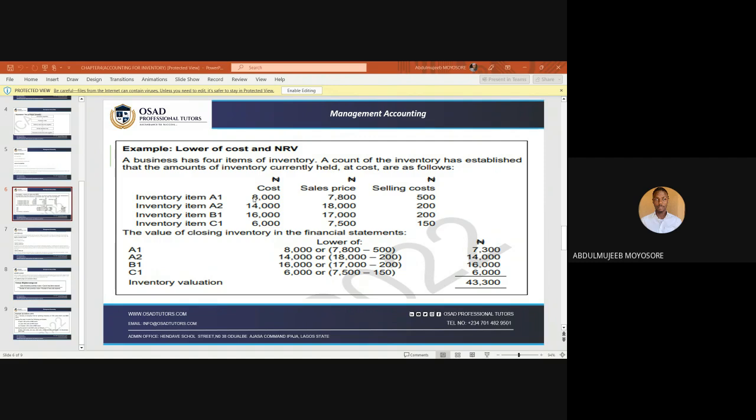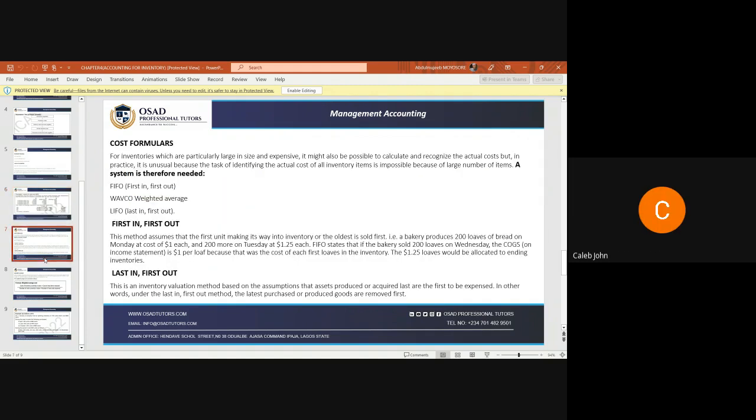Now, do you understand the logic behind cost and net realizable value? Now, cost formulas. For inventory which are particularly large in size and expensive, it might be possible to calculate and recognize actual cost. But in practice, it's unusual because identifying the actual cost of inventory items is impossible because of the larger number of items.